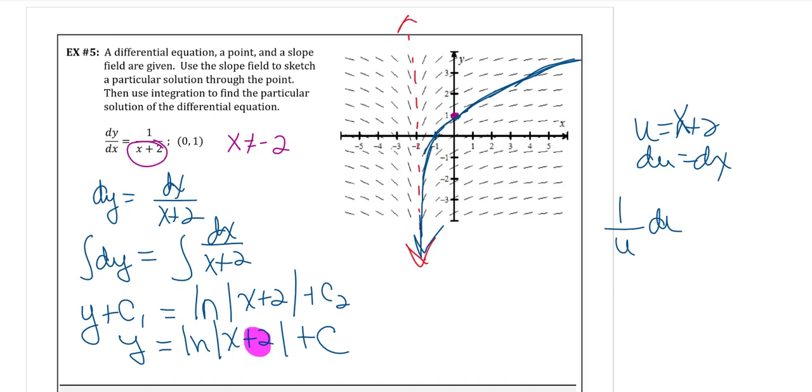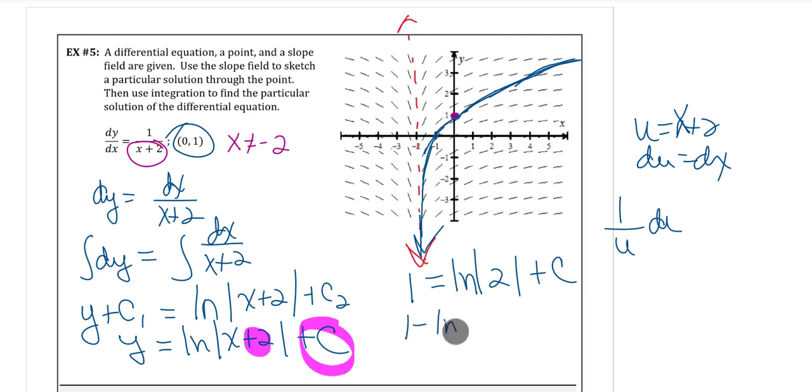So now what we want to do is make sure that we have our particular C. So we're going to solve for C now. How we do that is we use the given point. We're going to say that y is 1 equals the natural log of 2, because you have 0 plus 2, and then we have our plus C. So C is going to be 1 minus the natural log of 2.